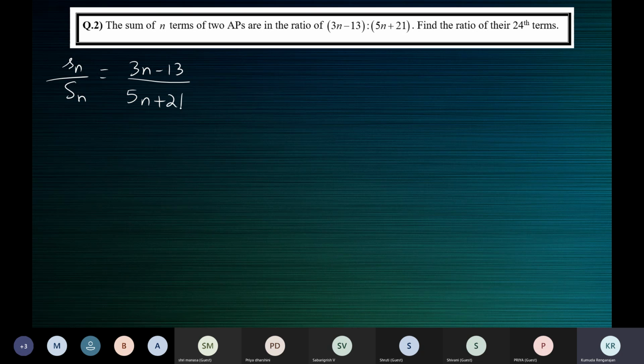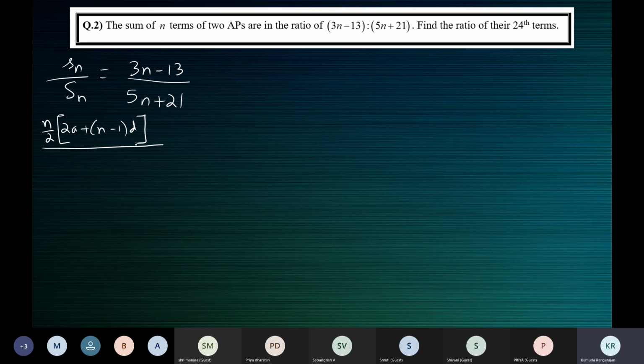Please help me. What should I do after this? What is Sn? Yes, class, what is Sn? n by 2 into 2a plus n minus 1 into d, ma'am. Yeah, n by 2 of 2a plus n minus 1 into d.